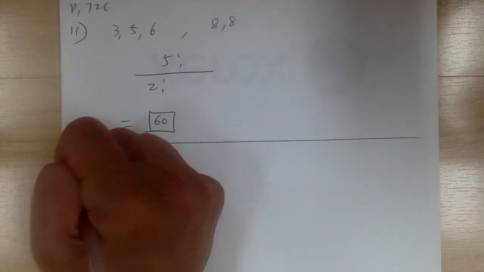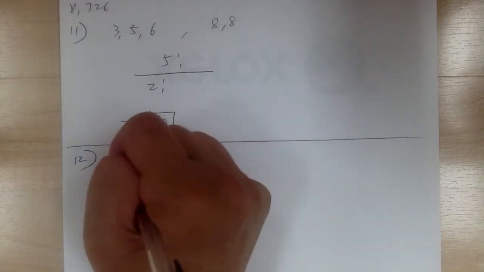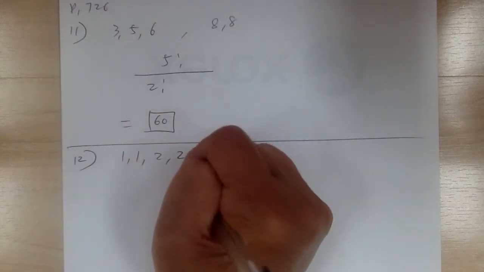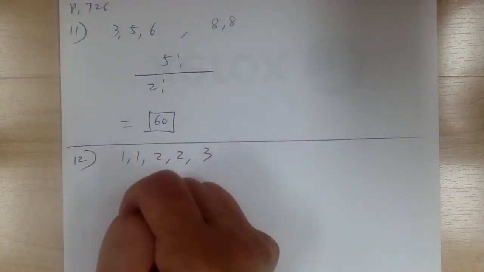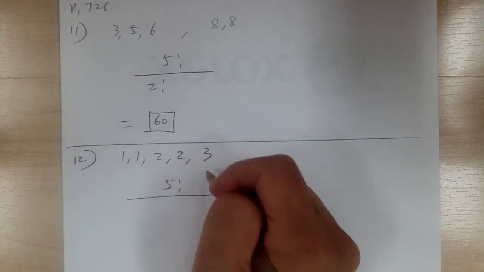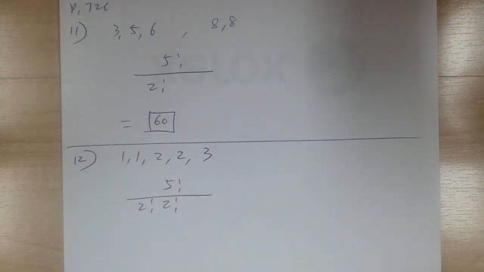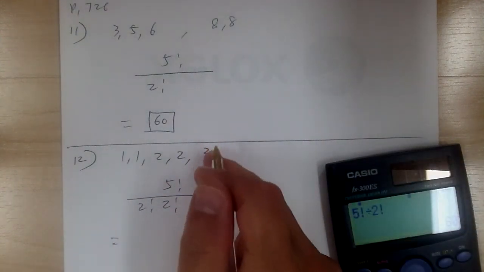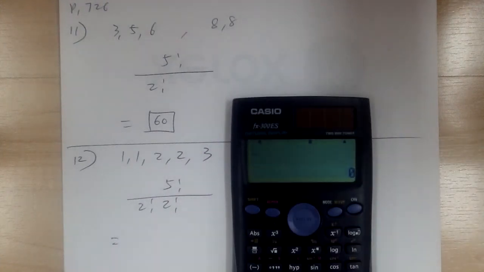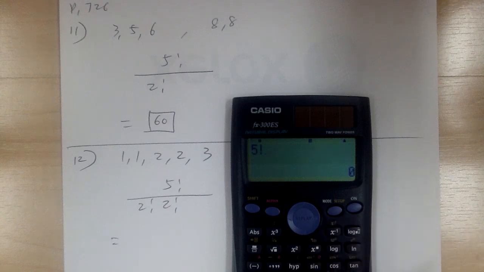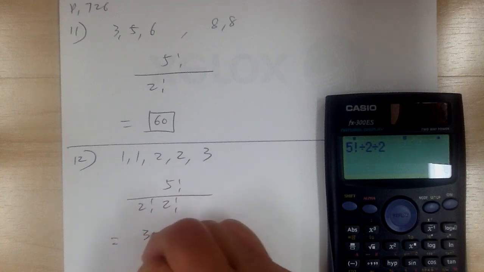Okay, number 12. It says 1 and 2 each may be used twice. So you got 1, 1, and 2, 2, and 3 may be used once. Okay. So in this case, there are 5 numbers, so 5 factorial. There are 2 ones, so it will be 2 factorial, and there are 2 twos, so that will be 2 factorial. Okay, and there is 1 of these, so 1 factorial, but 1 factorial doesn't do anything. It's just equal to 1. Okay, so 5 factorial divided by 2 divided by 2. Okay, it's equal to 30.